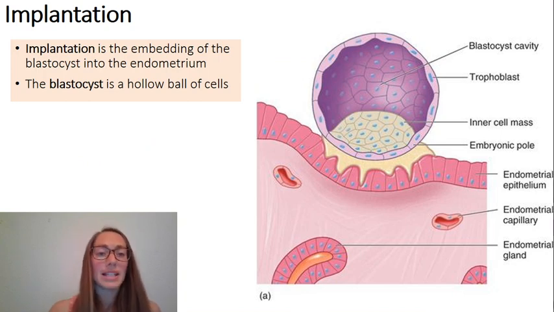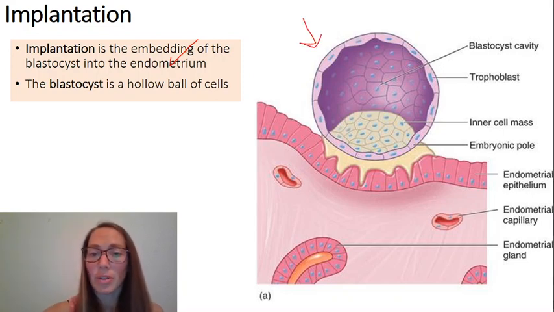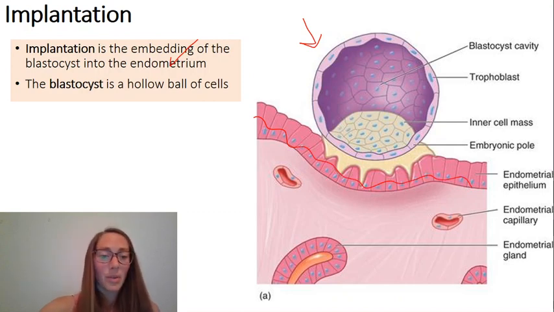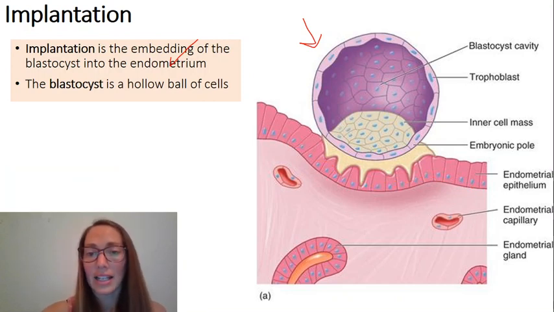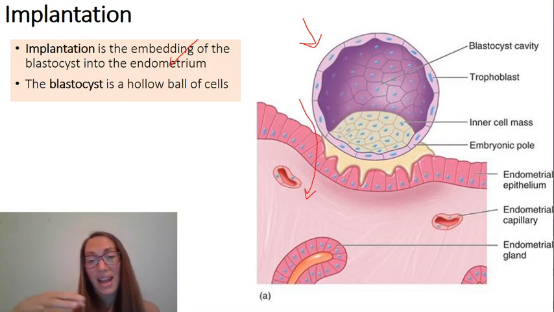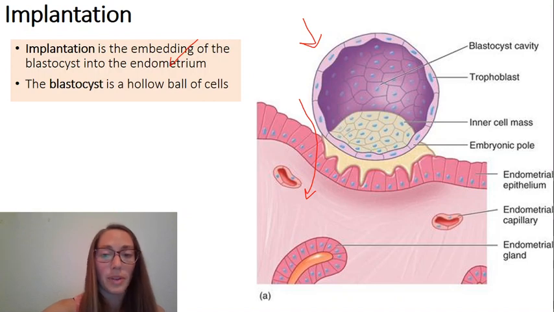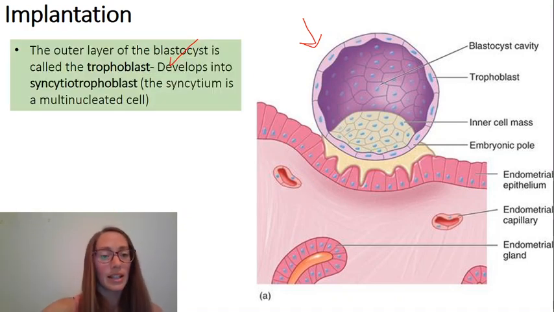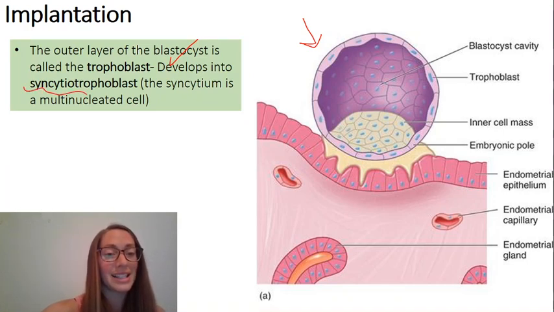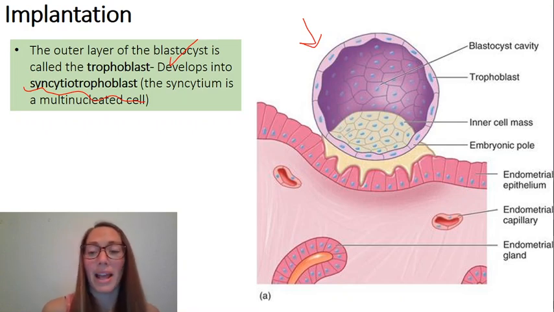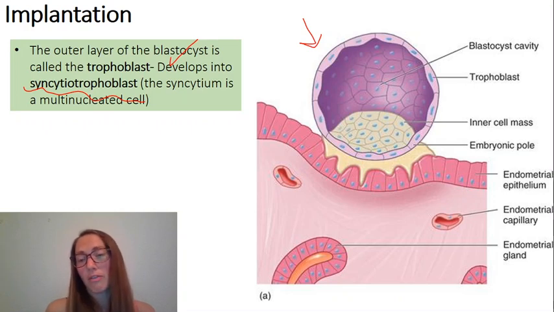So implantation is the embedding of the blastocyst into the endometrium. You can see here we've got a blastocyst, and here is the endometrium, this layer of cells. What's happening is that the trophoblast is growing and expanding and producing cells that embed themselves into the endometrium. That means we develop a layer of cells called a syncytial trophoblast. The syncytial trophoblast is what's called a syncytium, and a syncytium is a multinucleated cell. It's one big cell that's formed from many, when many cells join up to make one massive cell.